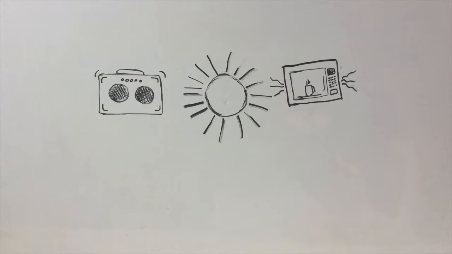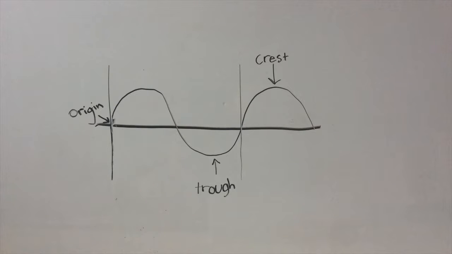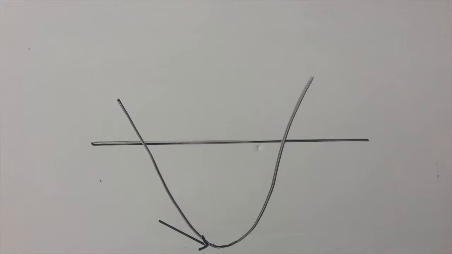Gamma rays, UV rays, and X-rays all travel in a wave-like behavior. Each wave is divided into 3 sections. The first is called the crest. The crest is the highest point on the wave. The lowest part of the wave is called the trough.